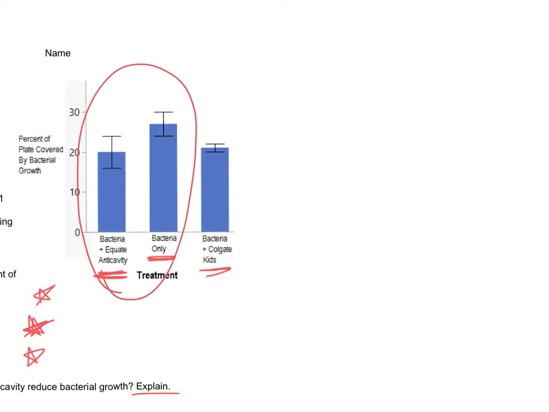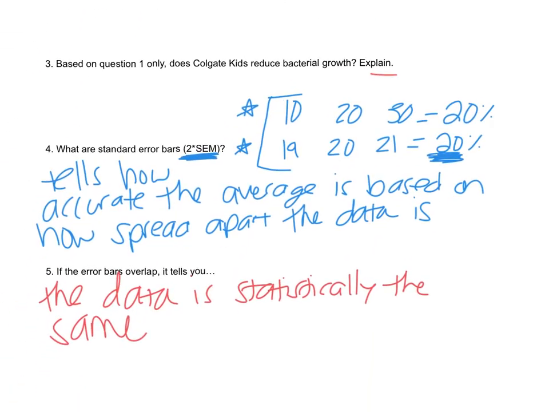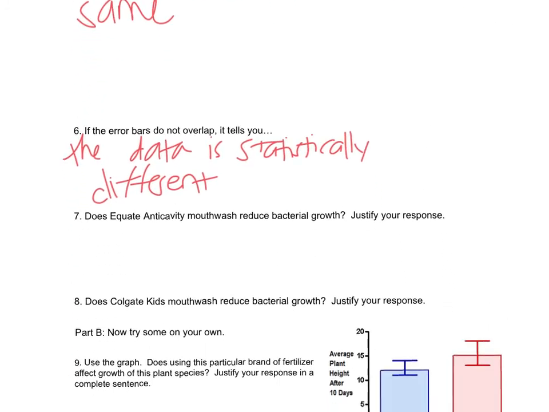I can see that my first bar here ends at a height of about 23-ish. And the error bar for bacteria only actually ends at the same point. I would call that an overlap. Any overlap, big or small, is an overlap. So it's like black and white. It either overlaps or it doesn't. So if those I bars, those SEM bars, touch at any point, that is an overlap. That tells me then that the data is statistically the same.